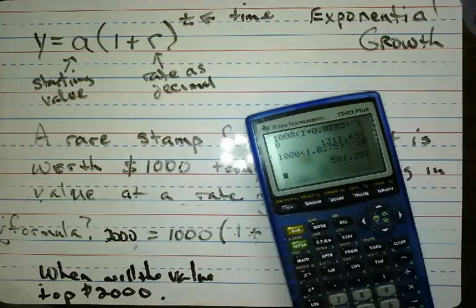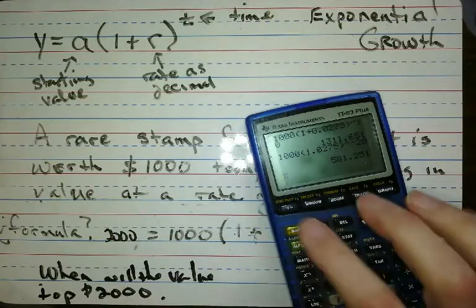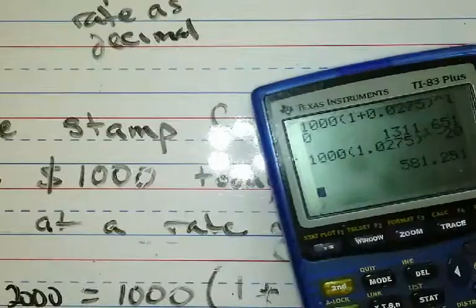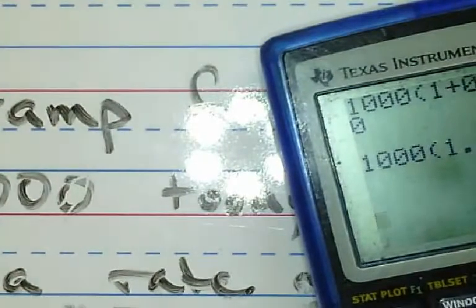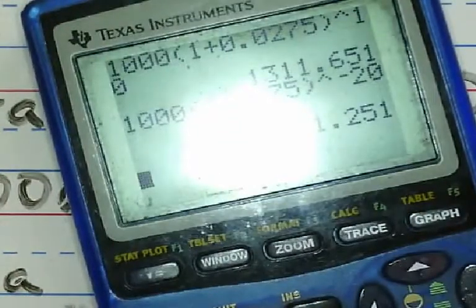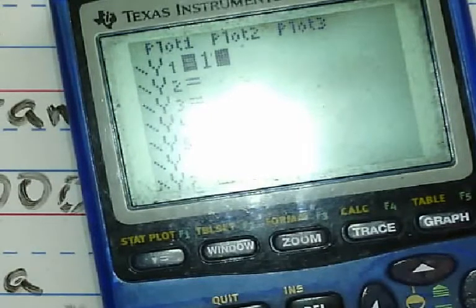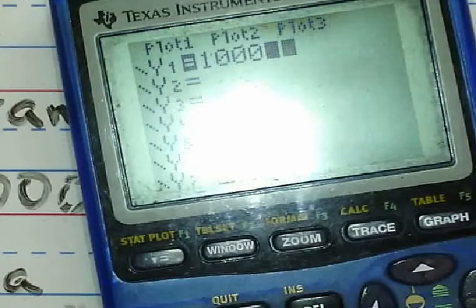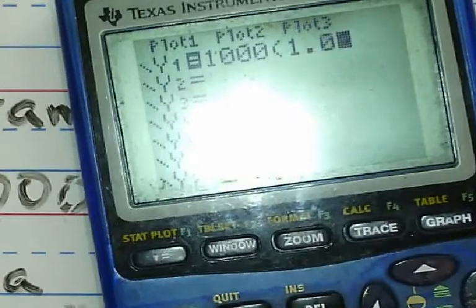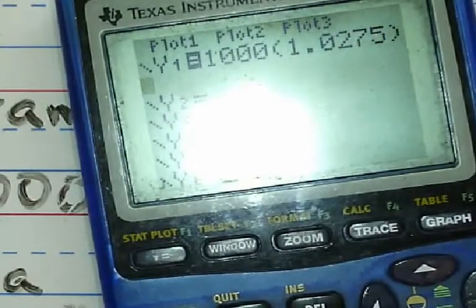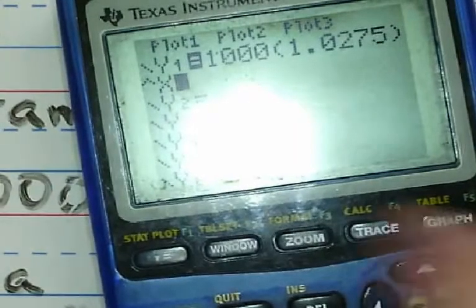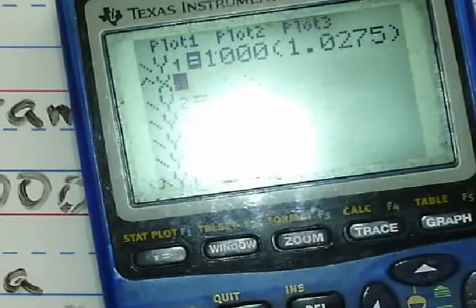So we can do that two ways. Your calculator, you're going to love your calculator. 1.0275 raised to the x power. Now look what I did. I typed it into my y equals.